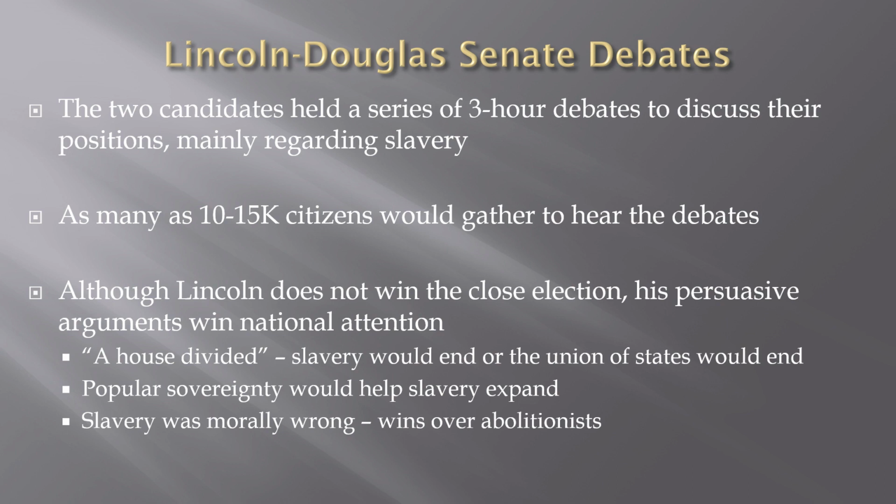One of his more famous quotes from the debate was, "A house divided upon itself cannot stand," which basically is a way of saying slavery is going to end or the union of the states is going to end, but they can't coexist. One has got to go. He argued that popular sovereignty was a way to help slavery expand and that slavery itself was morally wrong, and this is going to help him win over abolitionists.